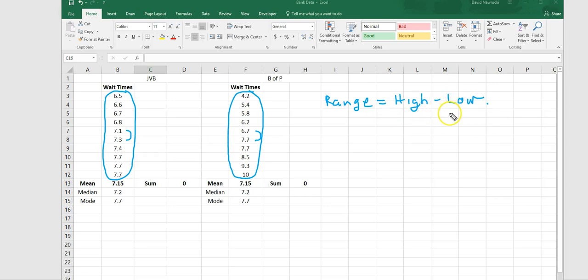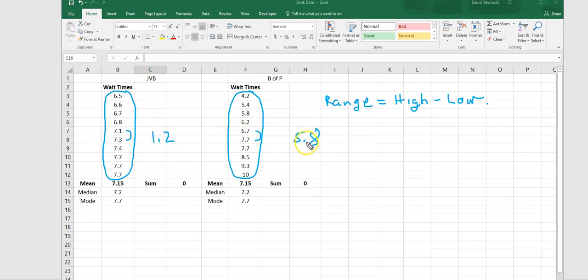Well, that's generally a very poor measure of variation for data sets. It sort of works in this case because for the Bank of Providence, our range would be 10 minus 4.2, so that would be 5.8. And our range over here would be 7.7 minus 6.5, or 1.2.